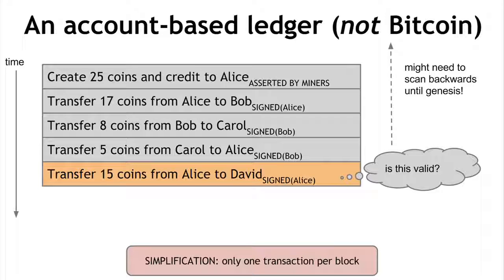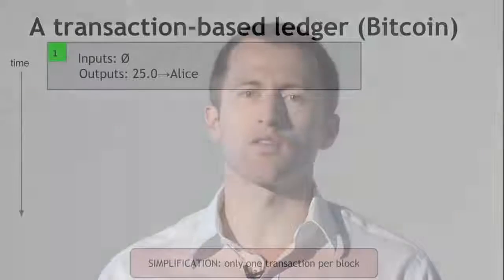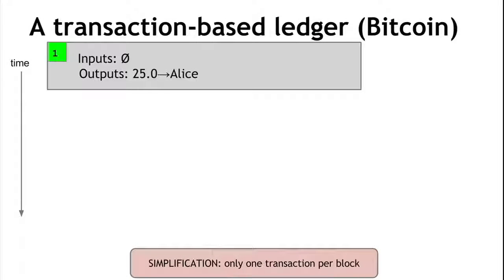And of course, we can make this a little bit more efficient with some data structures that track Alice's balance after each transaction. But that's going to require a lot of extra housekeeping besides the blockchain itself. And that's why Bitcoin isn't based on an account-based model like this. Instead, Bitcoin uses a ledger that just keeps track of transactions. So how does that work?